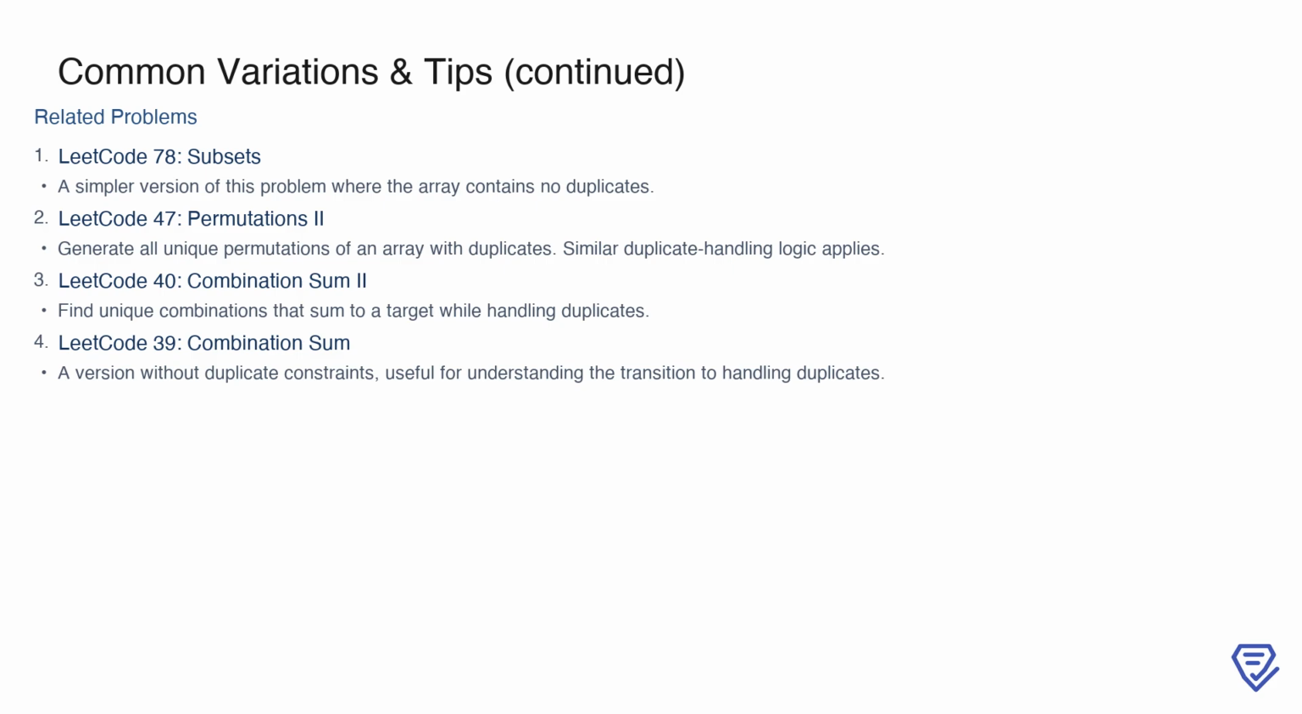LeetCode 40, Combination Sum II, is another close variation, where you find unique combinations that sum to a target, also requiring careful duplicate management. Lastly, LeetCode 39, Combination Sum, removes the duplicate constraint entirely, making it a helpful comparison point for understanding how handling duplicates changes the approach. Exploring these problems can deepen your understanding of recursion and backtracking in different contexts.